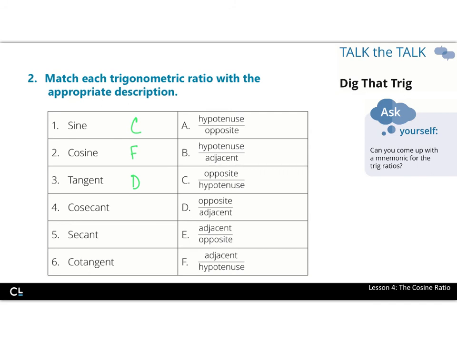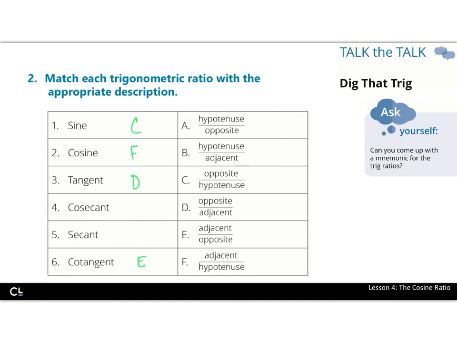All right, and then how I kind of like to do these is by remembering which ones are the reciprocals. Well, I always remember that tangent and cotangent go together. So tangent was opposite over adjacent, okay? So now cotangent is the reciprocal of that, so it has to be adjacent over opposite. Okay, so that is E.